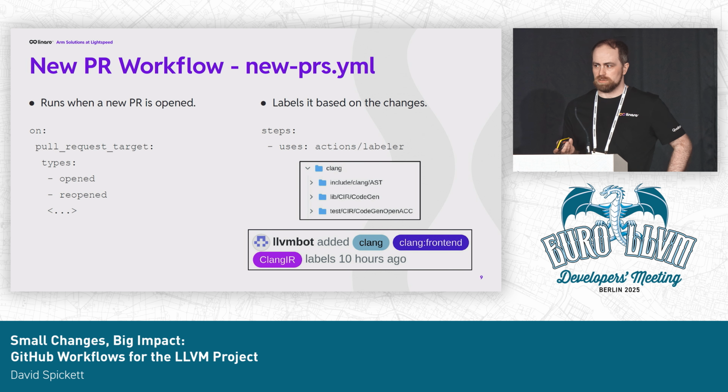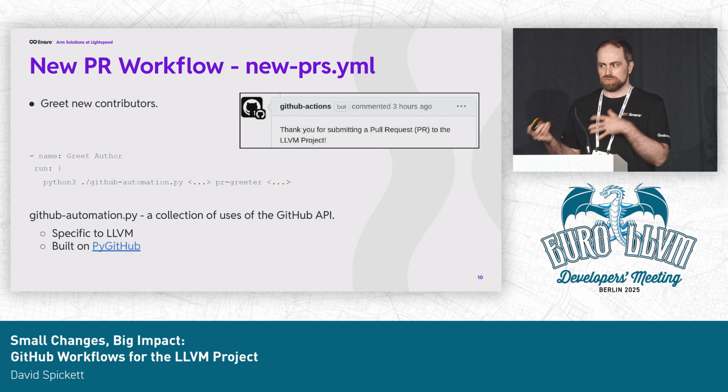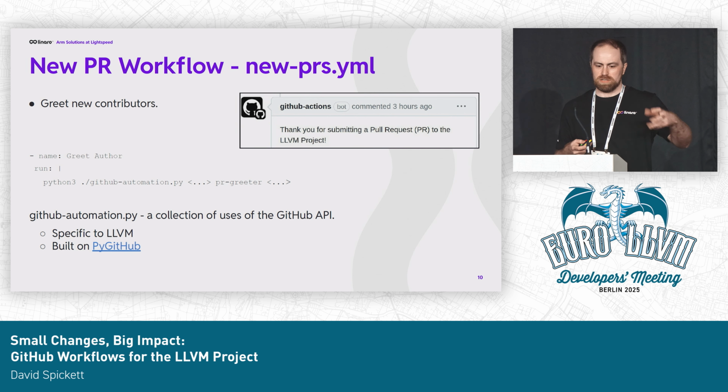The niche thing that not everybody's going to see, although some people will see once, is that if you're new to LLVM, you'll get a comment that says, thank you for submitting a PR, but also here's how the process is going to go, and if it goes wrong, here's how to get help. I'll just note here that the script used for this is specific to LLVM. It's in the monorepo, but it's really just a wrapper around the GitHub API, and you don't have to use a special script to be doing this stuff.